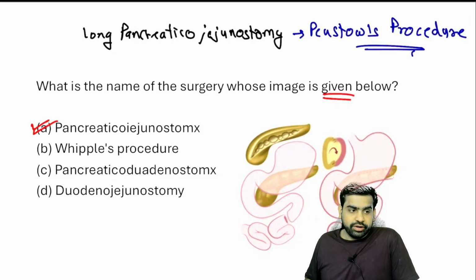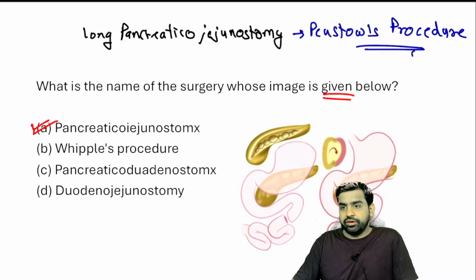This is one of the surgeries which you do in patients with chronic pancreatitis. In chronic pancreatitis, you do this Puestow procedure or a longitudinal pancreaticojejunostomy. I hope you have understood this point. This is one of the drainage procedures. In chronic pancreatitis, we have drainage procedures and resection procedures. So the Puestow procedure is one of the drainage procedures in patients with chronic pancreatitis.